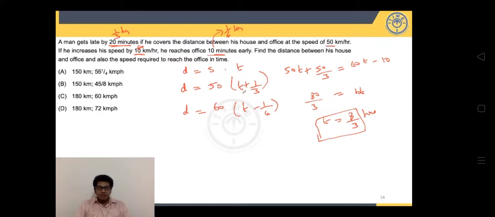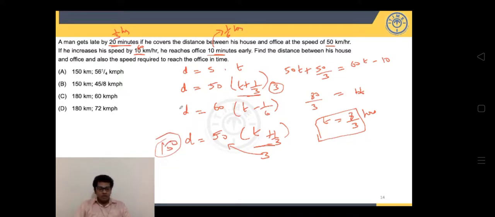So if I just substitute 8 by 3 here, so d equals... substituting 8 by 3 here will be difficult. So here it is easy, because 8 by 3 plus 1 by 3 will become 9 by 3, which is 3. So this whole term will become 3. So d equals 50 into t plus 1 by 3. Now t is 8 by 3, so this whole term will become 3. So 3 into 50 will be 150. Hence the required distance is 150 kilometers.